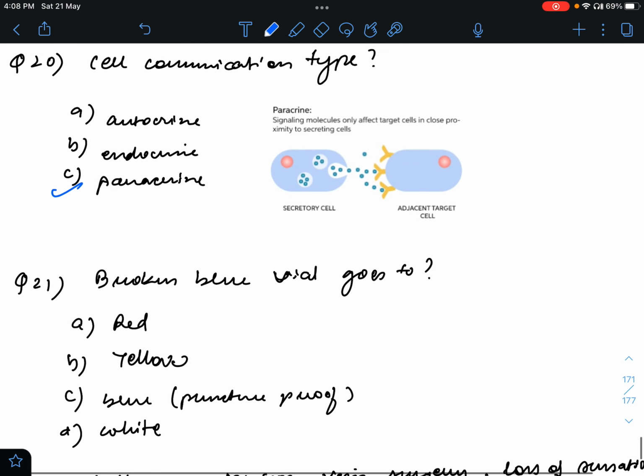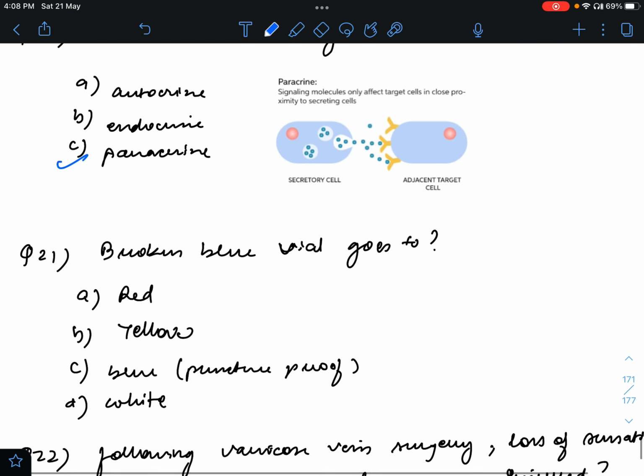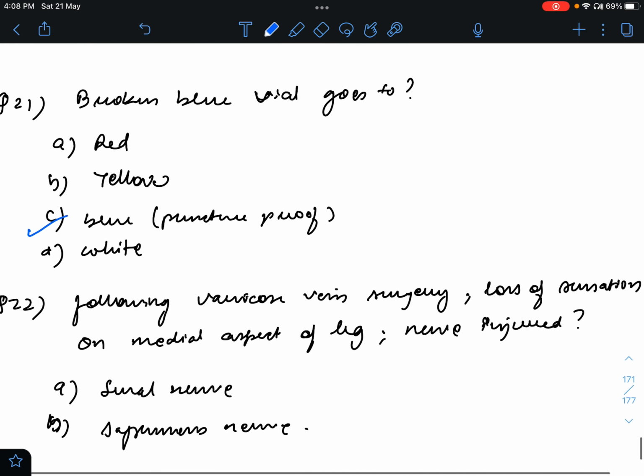Another question was where a broken blue vial goes. This is a very favorite question that comes every time, biomedical waste management. So the answer to this will be blue puncture proof. It goes to the blue container.